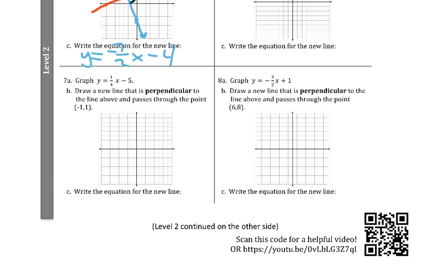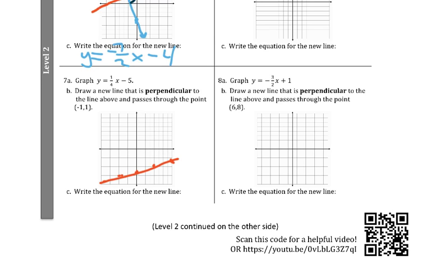Okay, let's come down here. So our original line is -5 is our y-intercept right there. Up 1/4 goes like that. Ish. It's really tricky to do this on the iPad.